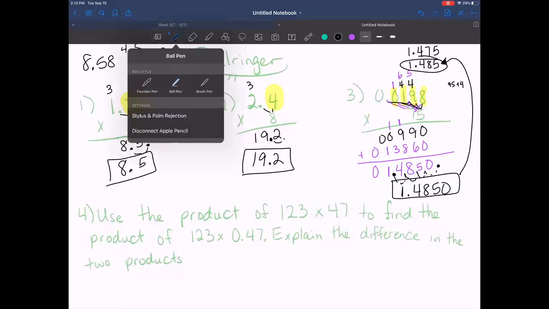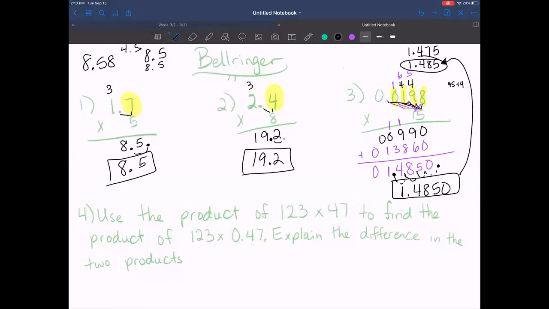All right. The last problem in our bell ringer. Use the product of 123 times 47 to find the product of 123 times 0.47. Explain the difference in the two products. So before I start, who can tell me the difference between those two products? It's kind of obvious. There's no zero and there's no decimal point. So the main one is there's going to be a decimal point in the middle of my answer for that second one. Okay. So, what it's telling you is basically what we have been doing, right? Do the multiplication first and then worry about placing the decimal afterwards.